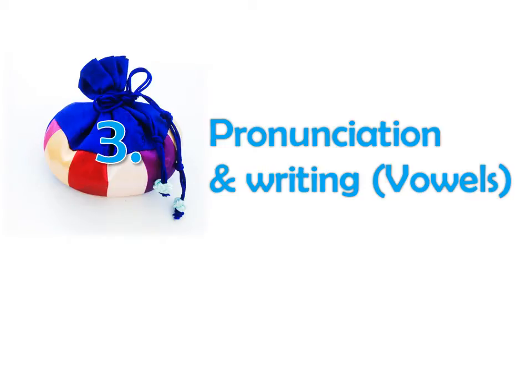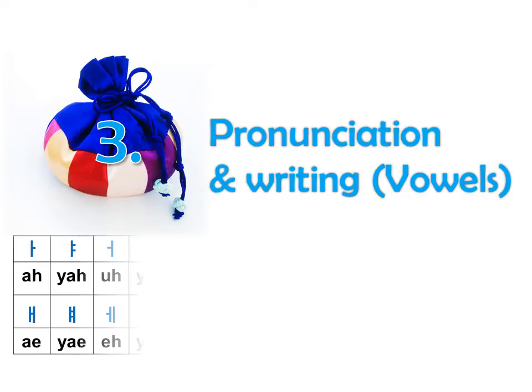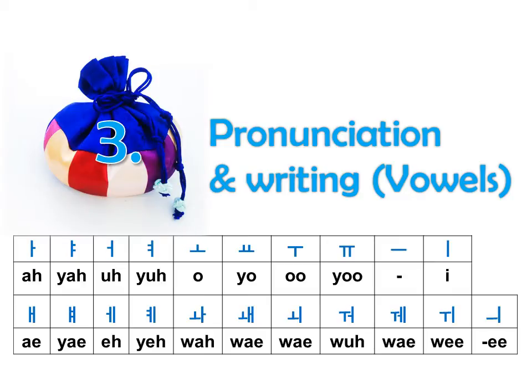Vowels. Now, for vowels, we have 21 of them, and here they are. As you can see, they look very different from consonants and English vowels. And as I said before, English language sound is created mainly from many different combinations of consonants put together, whereas Korean language sound is created from variation of vowels.